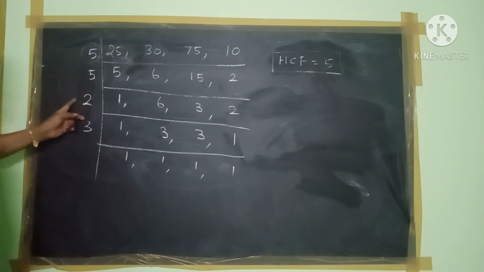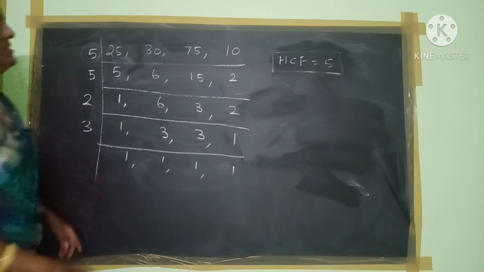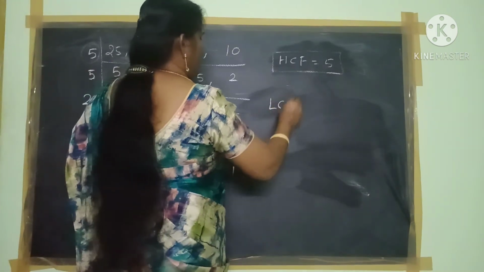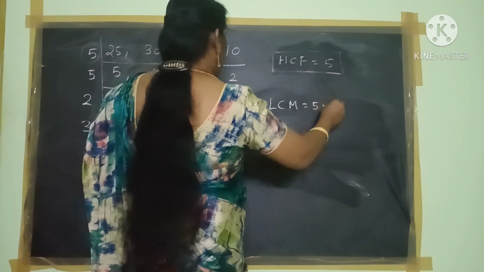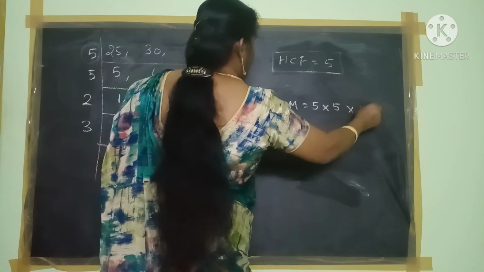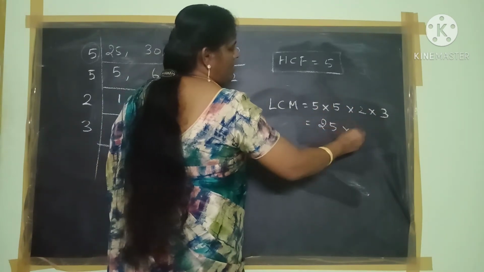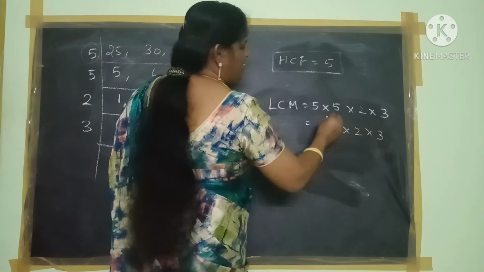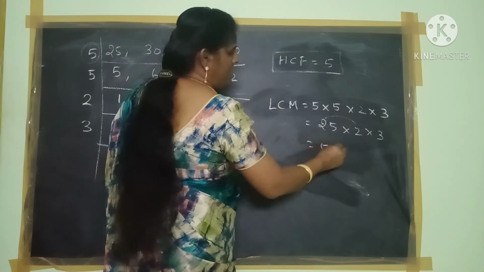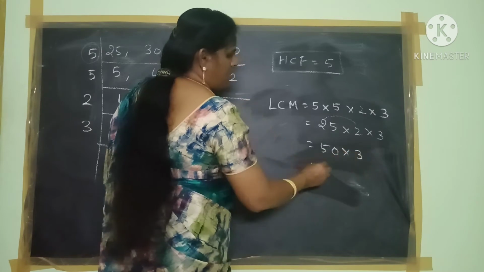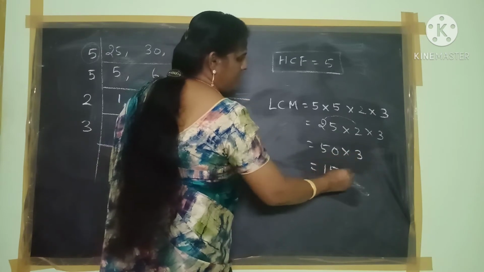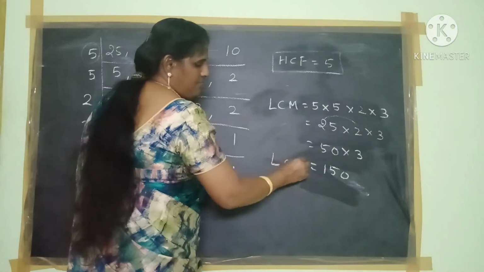The product of the other factors is called the LCM. So what is the LCM? LCM is equal to 5 into 5, 2 into 3. 5 5s are 25. 25 into 2 into 3. 25 2s are 50. 50 into 3: 50 3s are 150. So there is the LCM.